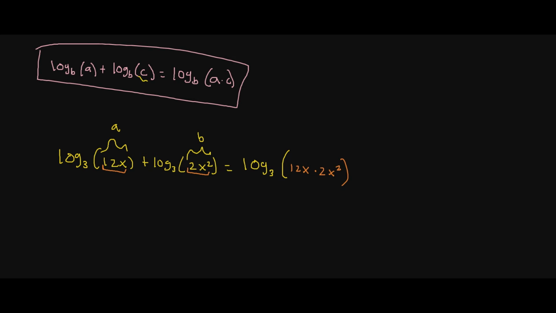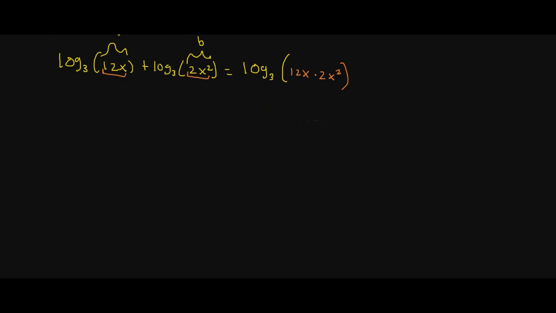Going through, what does that simplify to be? This is log base 3. What's 12 times 2? It's 24. And here we have an x squared, and x times x squared is the same thing as x times x times x, which is x to the third. So 24x to the third. Wonderful.